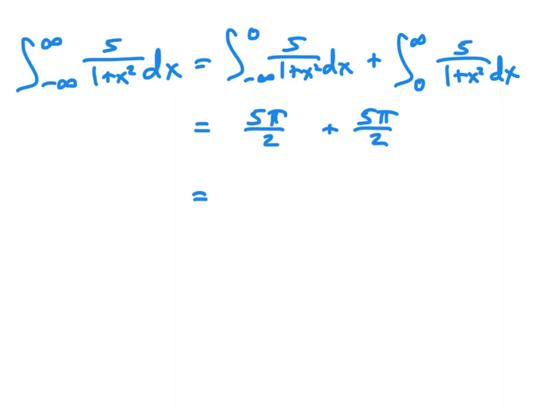And so the final value of our integral is 5 pi over 2 plus 5 pi over 2, which is equal to exactly 5 pi. And so this is an example of an improper integral that converges, in particular, converges to the value of 5 pi.